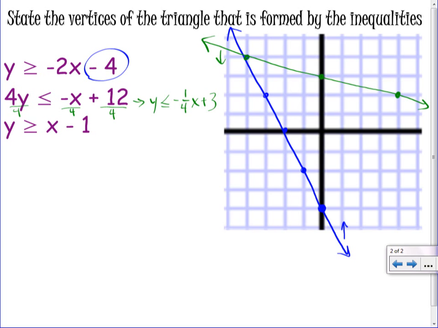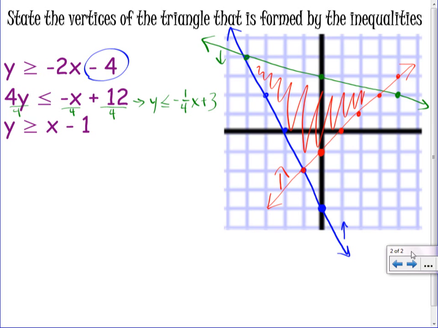And the last one. So we're going to start at -1, and our slope is up 1 over 1. And that one is shaded above. So it looks like if we overlapped all of our shading, it would just fill in this triangle right here. Now they want to know the coordinates of the 3 vertices.